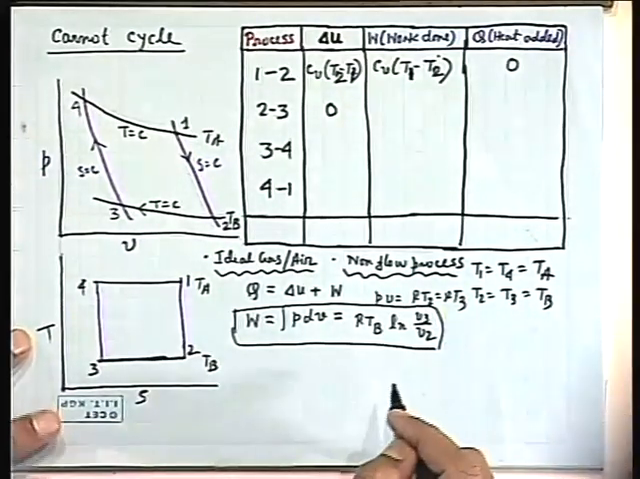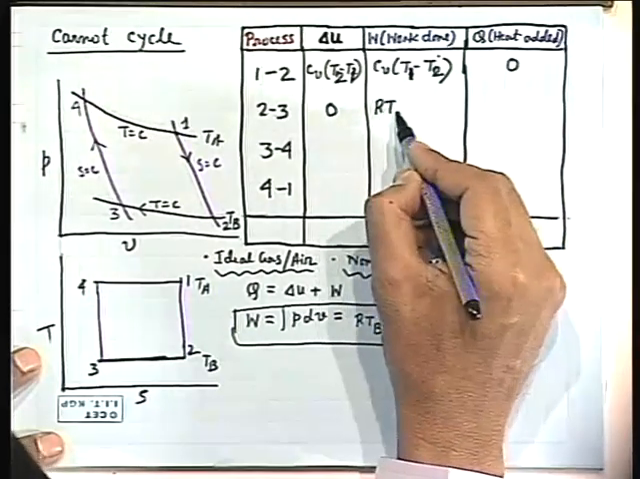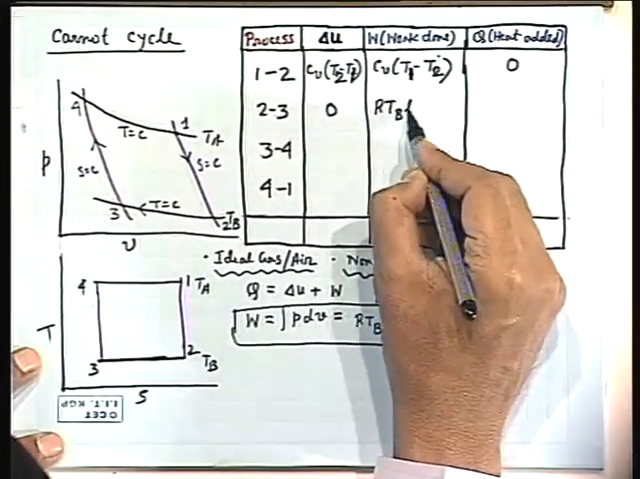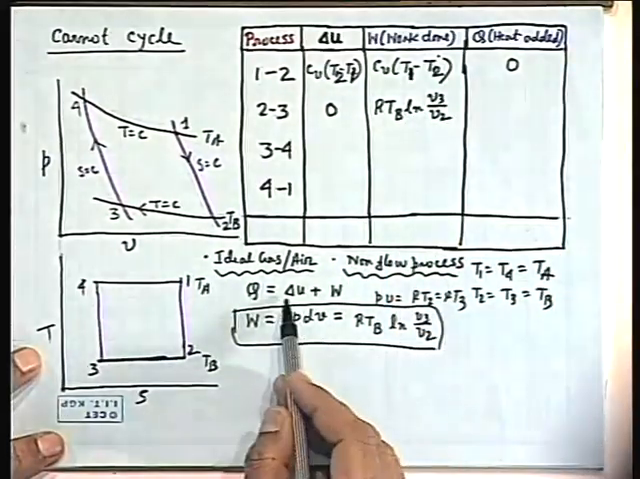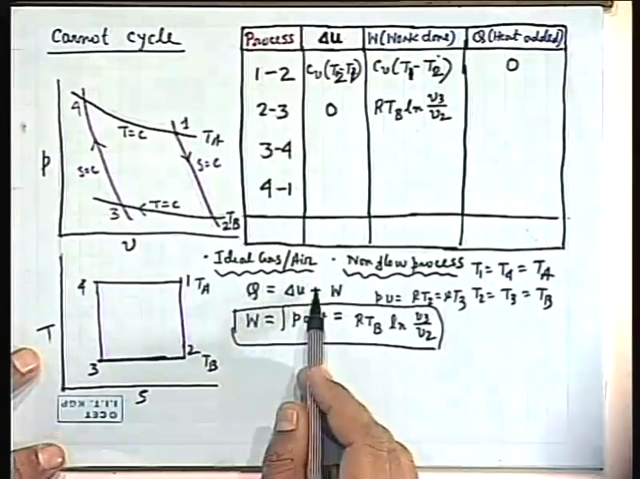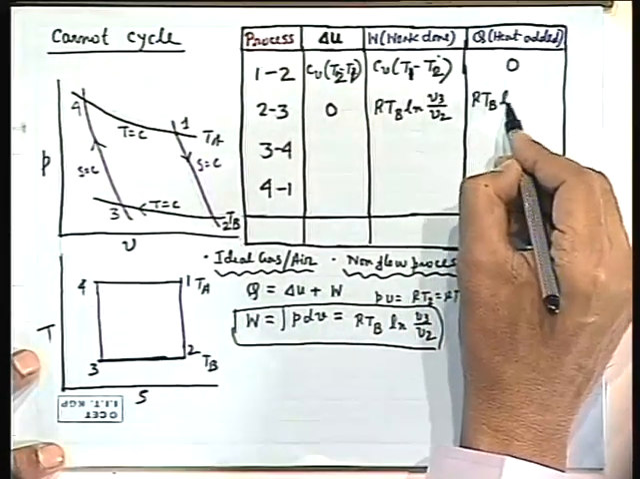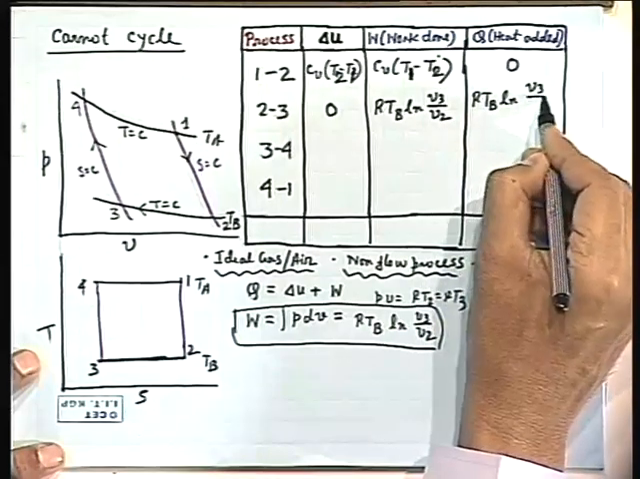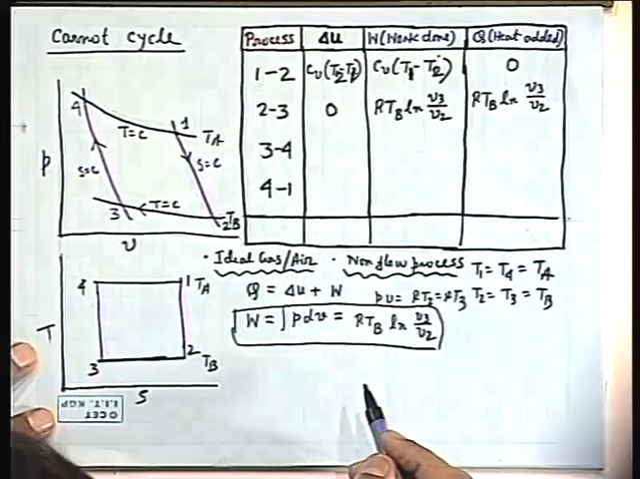So therefore I write RTB ln V3 by V2. Since delta U is 0 from the first law, Q is equal to W, so Q is RTB ln V3 by V2. Clear? Now 3-4.